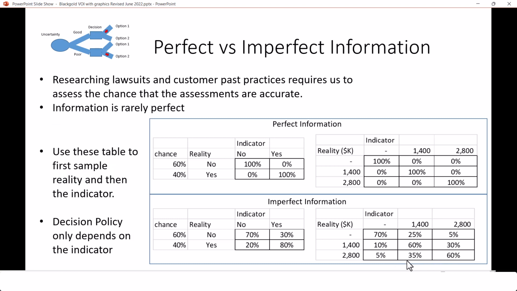We're going to use these tables to first sample reality and then sample the indicator. We do not have to invert these Bayesian matrices in doing simulation. From a modeling practice, we simply sample from reality. And once we've sampled from reality, then we can sample from the indicator. And the decisions we make are then only based on the indicator and not the reality. Reality then evolves, gets revealed after we've made the decision.